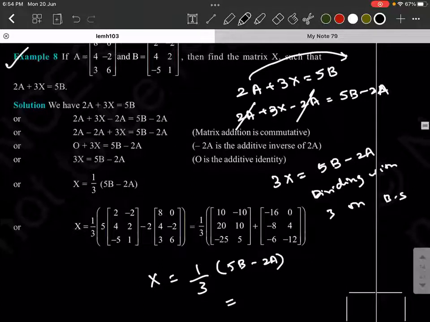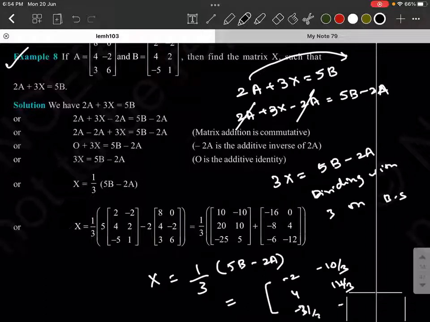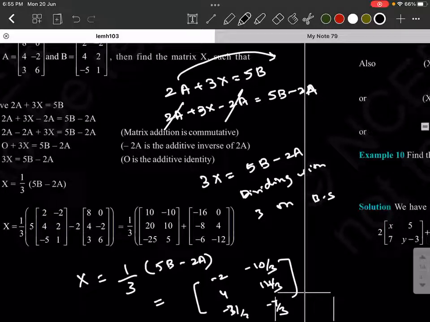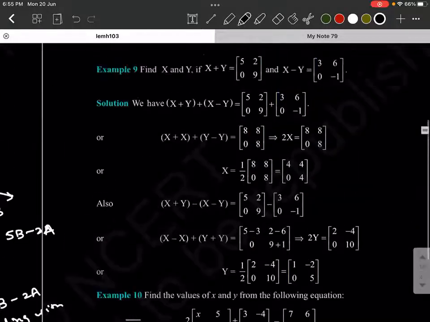What is the answer, guys? You got it? So those who are online are able to do it? Minus 2, minus 10 by 3, 4, 14 by 3. Then minus 31 by 3 and minus 7 by 3. This is what everyone got? Minus 7 by 3, sir. Yes, sir.